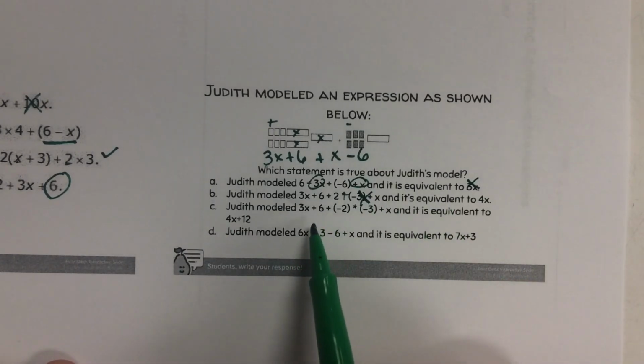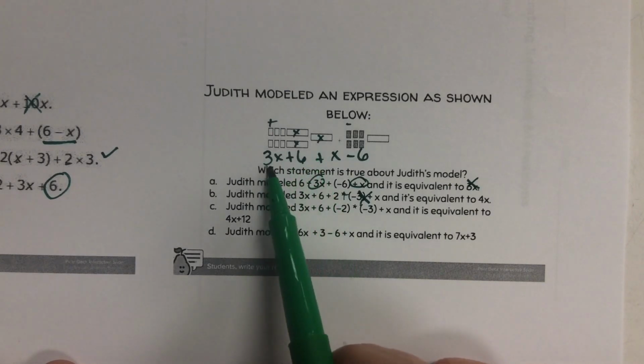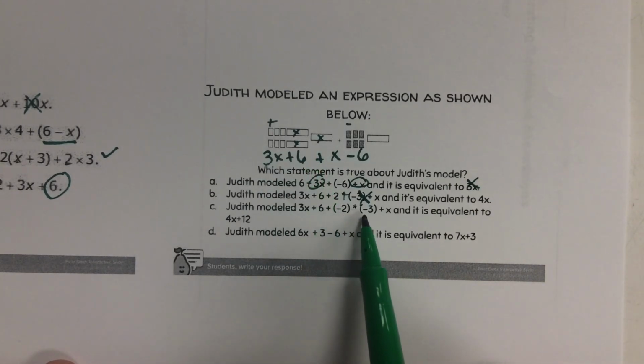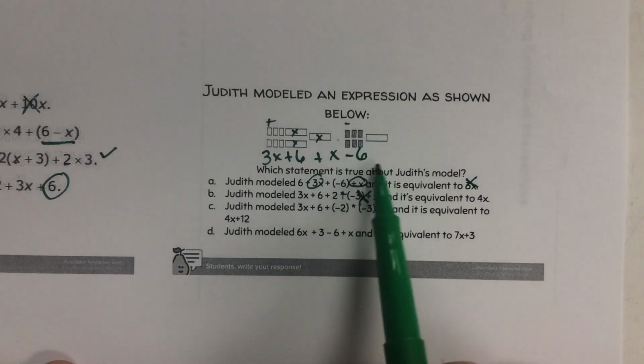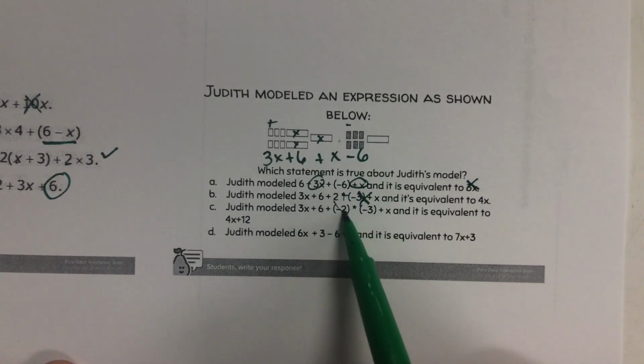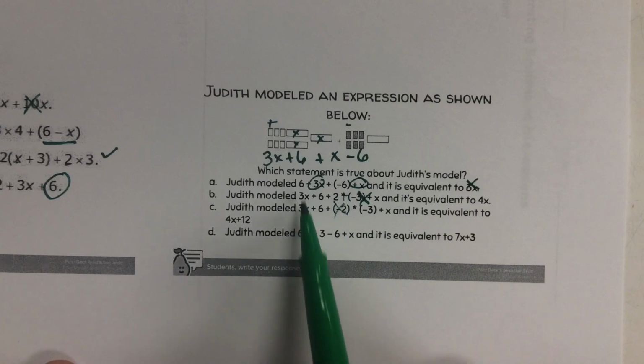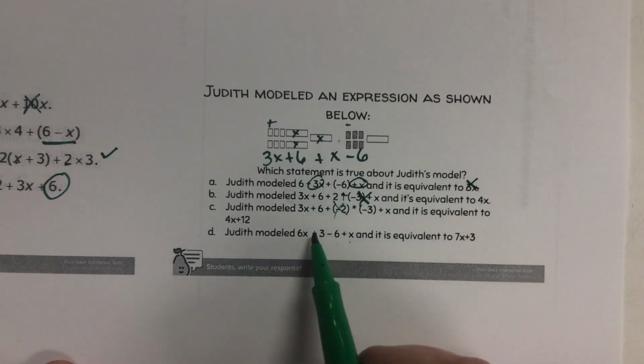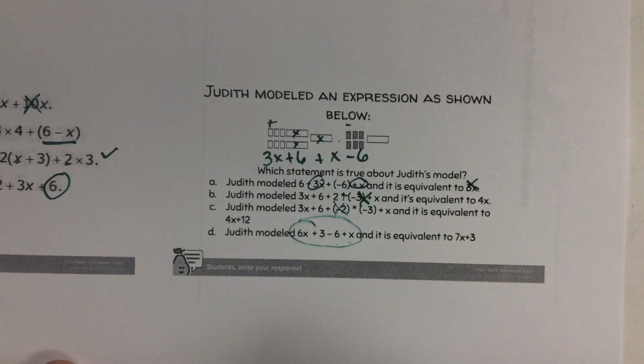Okay. Let's look right here. 3x plus 6. Okay, got it. Plus negative 2 times negative 3. No, that's not a negative 2 and negative 3 at all. 6x plus 3, got it. Plus an x and minus 6. That looks good. This looks correct.